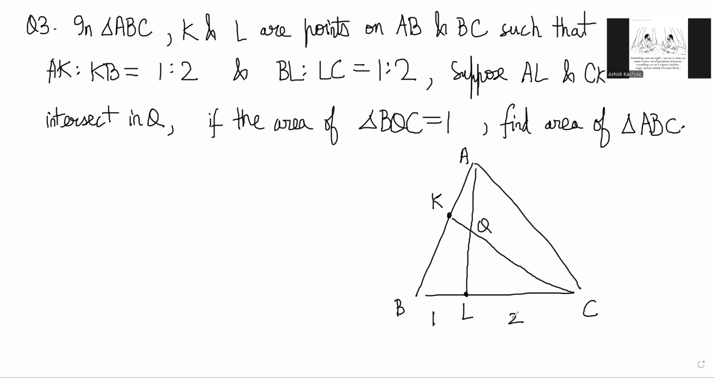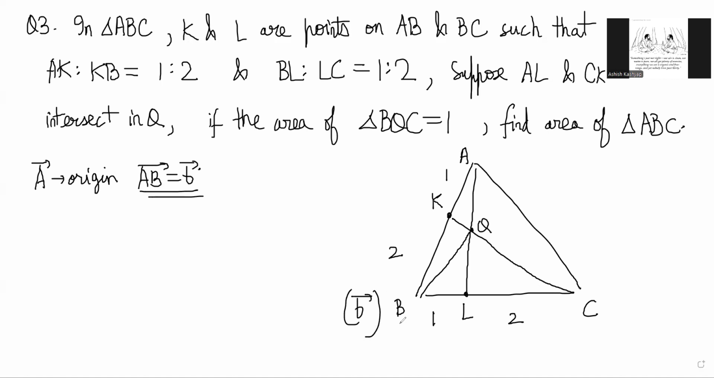This is a 1 is to 2 ratio, this is a 1 is to 2 ratio. This intersection is at Q, and the area of BQC is given. You have to find the area of ABC, right? So the best thing is to take A as the origin, and let's say the position vector of B is b, and the position vector of C is c.